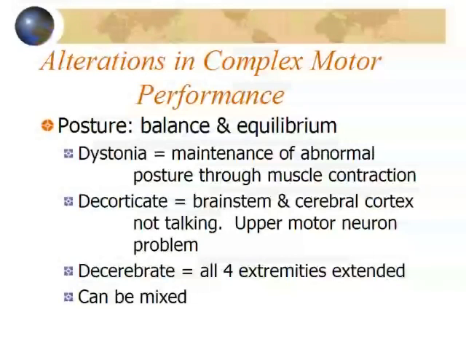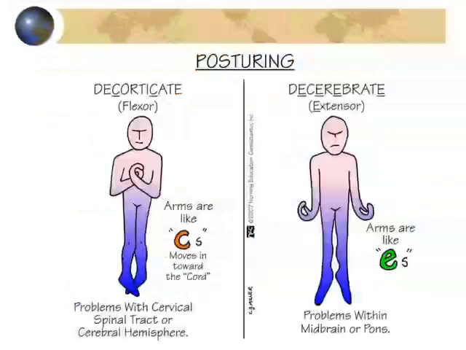Decerebrate is where all four extremities are extended. So decorticate, the hands come up to the core, the inner part of the chest, and decerebrate, they go out. You can have somebody who has decerebrate activity on one side and decorticate on the other. And this is from the memory book showing the different types of posturing. This decorticate is a problem with your cervical spinal tract or the cerebral hemisphere, and decerebrate is a problem with your midbrain or your pons.